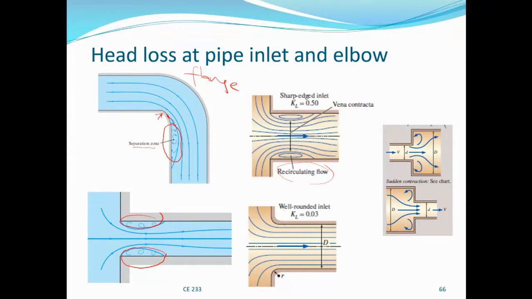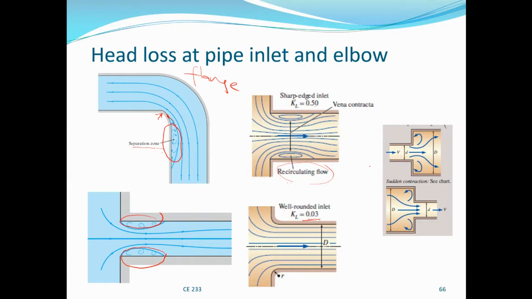Because for a well-rounded inlet, the separation zone is smaller, is reduced. Okay, and the separation zone is what is responsible for the head loss. It's what is responsible for the minor loss at that joint. So when it is well rounded, the streamlines, the separation zone is minimized, and for that the coefficient of head loss is reduced. This is 0.5, this is 0.03, very small compared to the first one.